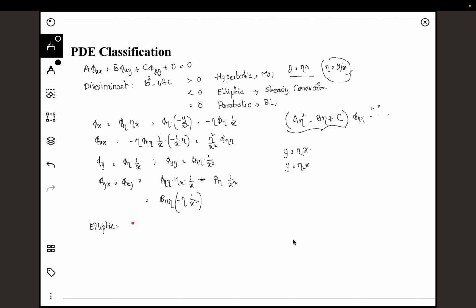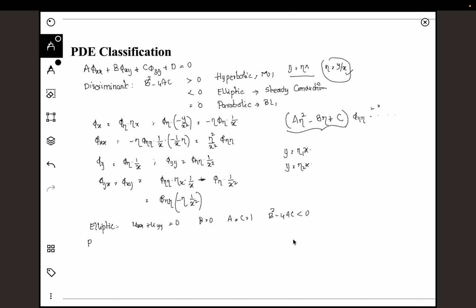if I have an elliptic equation as uxx plus uyy equals 0. So this is an elliptic equation. You can check here. B is 0, A and C are 1. So if I do B square minus 4AC, that will be less than 0. So this is a steady state heat conduction equation, which is an elliptic one.